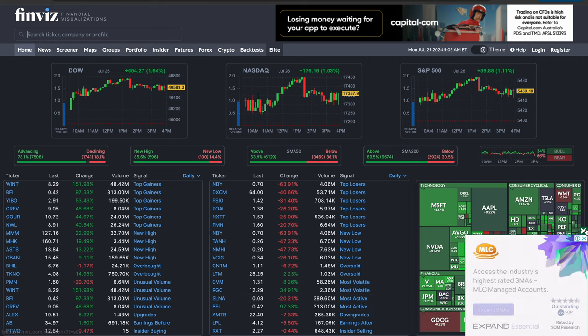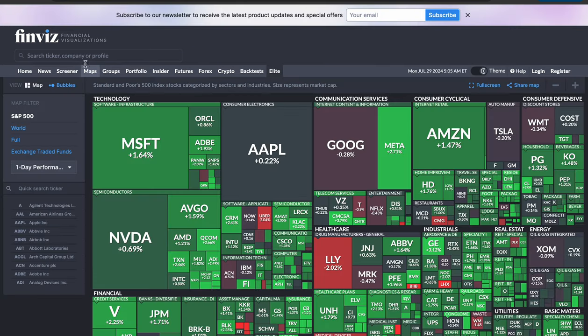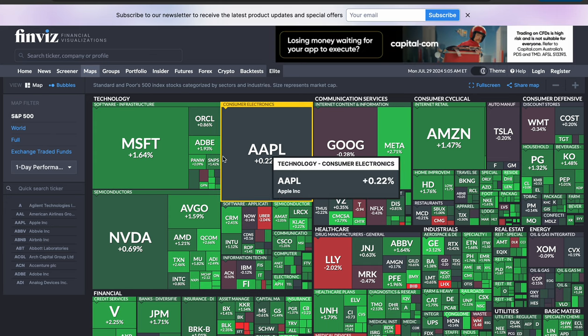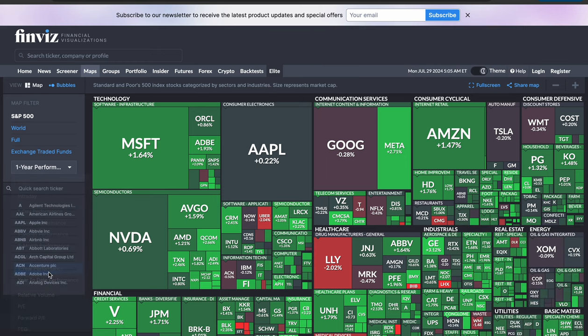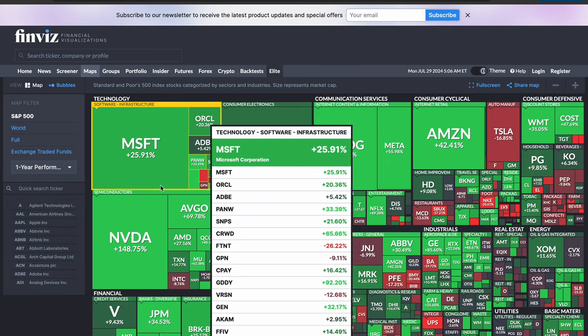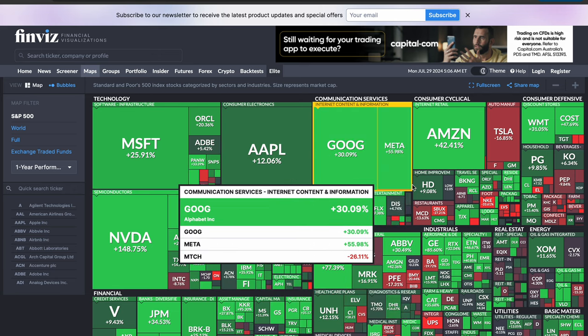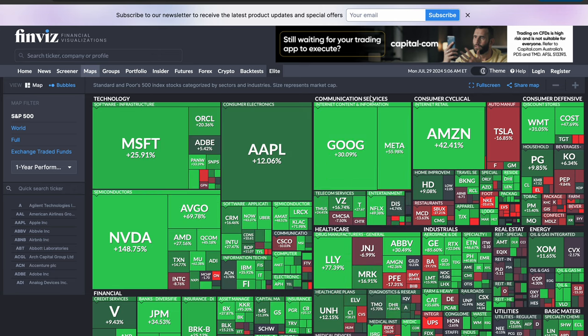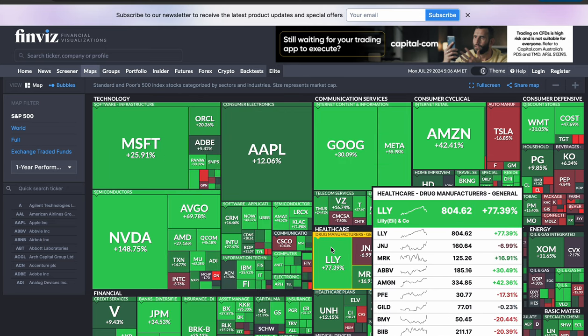and this is the advertisement because it's a free website for me, and this gives like a heat map of what's happening. You can actually go into the maps, and this is one day performance, and then you can make it 1 year to see what's happening. It gives you what was doing well in the 1 year, what was doing bad, and it shows consumer service, technology, so you can get an overview of what's happening.